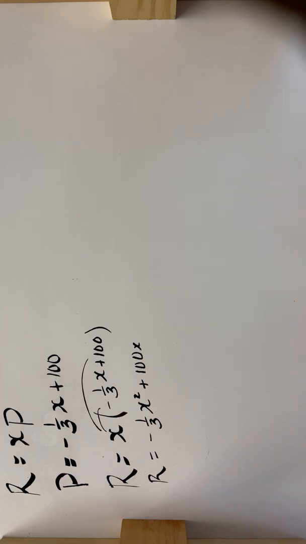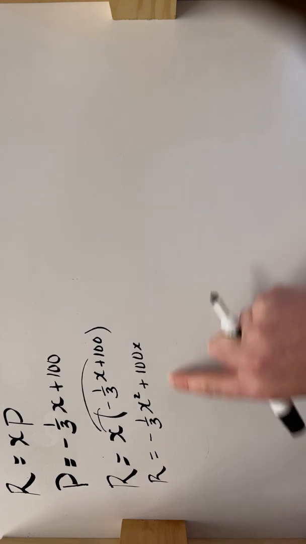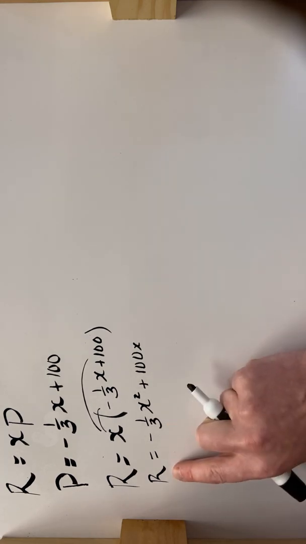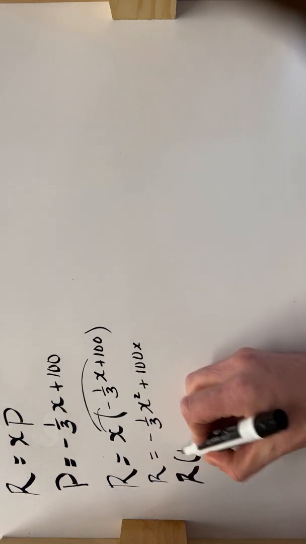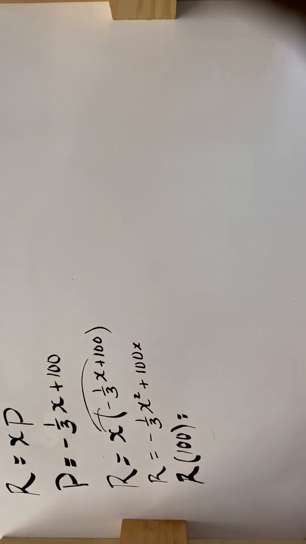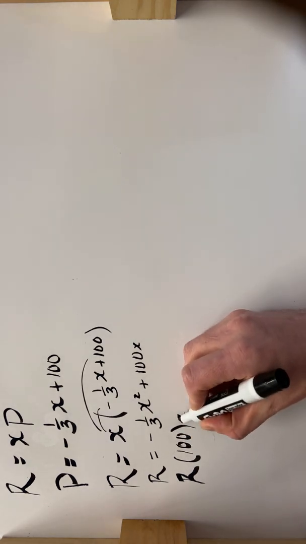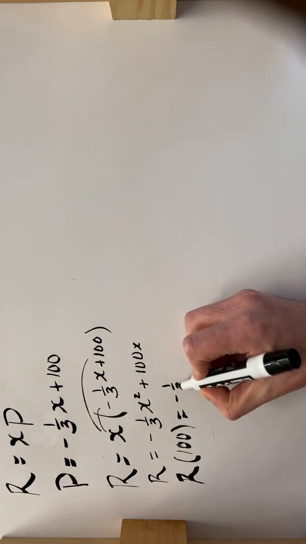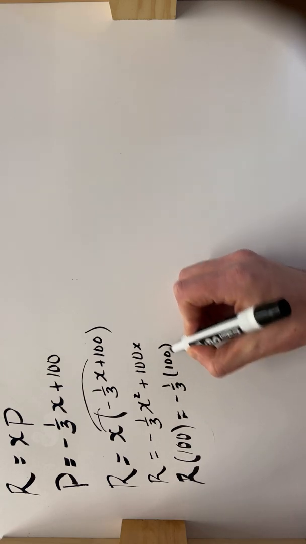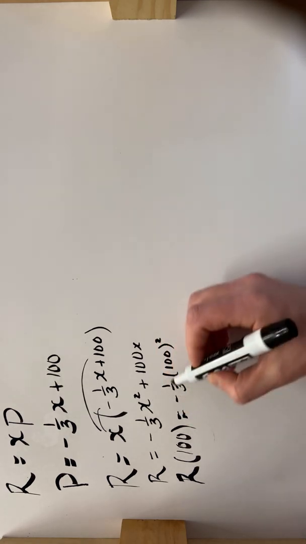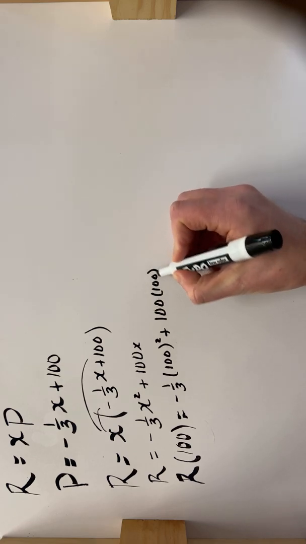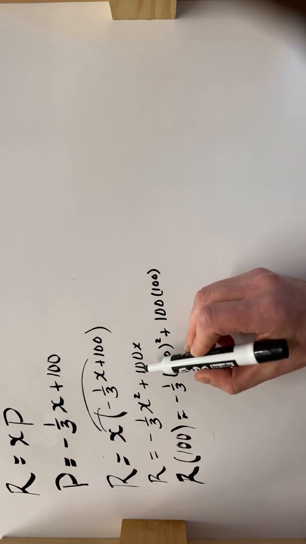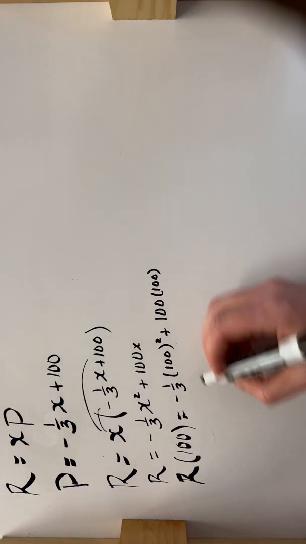The second part asks, what is the revenue if 100 units are sold? So this is R of X, and we are asked for the revenue if X is equal to 100. In other words, we are asked for R of 100. That will be equal to minus 1 over 3 times 100 squared, plus 100 times 100. I've replaced my X in this equation here with 100, and now I just have to figure this out.